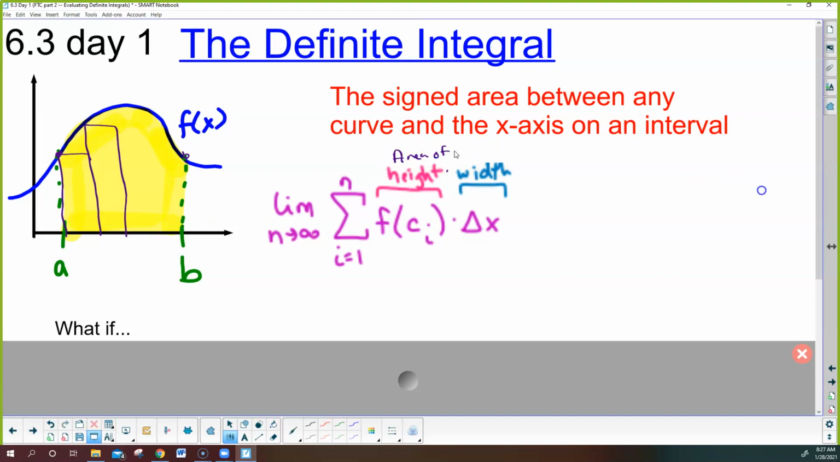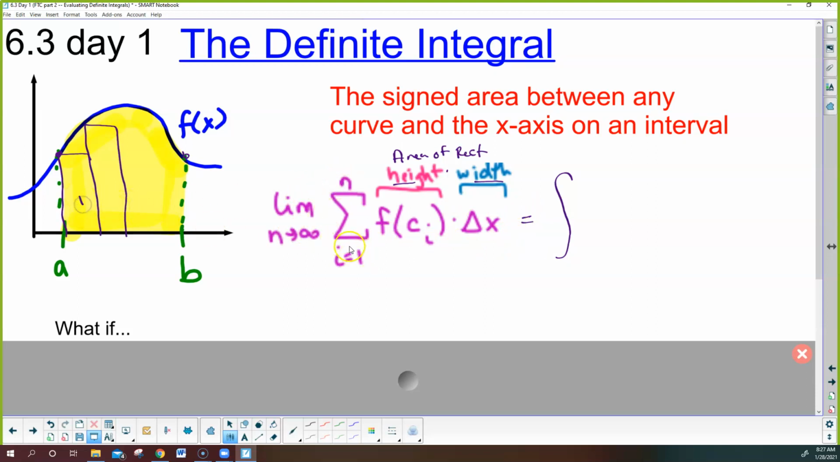Area of a rectangle is represented by height times width. Well, this notation leads us into a better, more friendly notation called the integral. And why does n go to infinity? Well, what does n mean? N is the amount of rectangles.